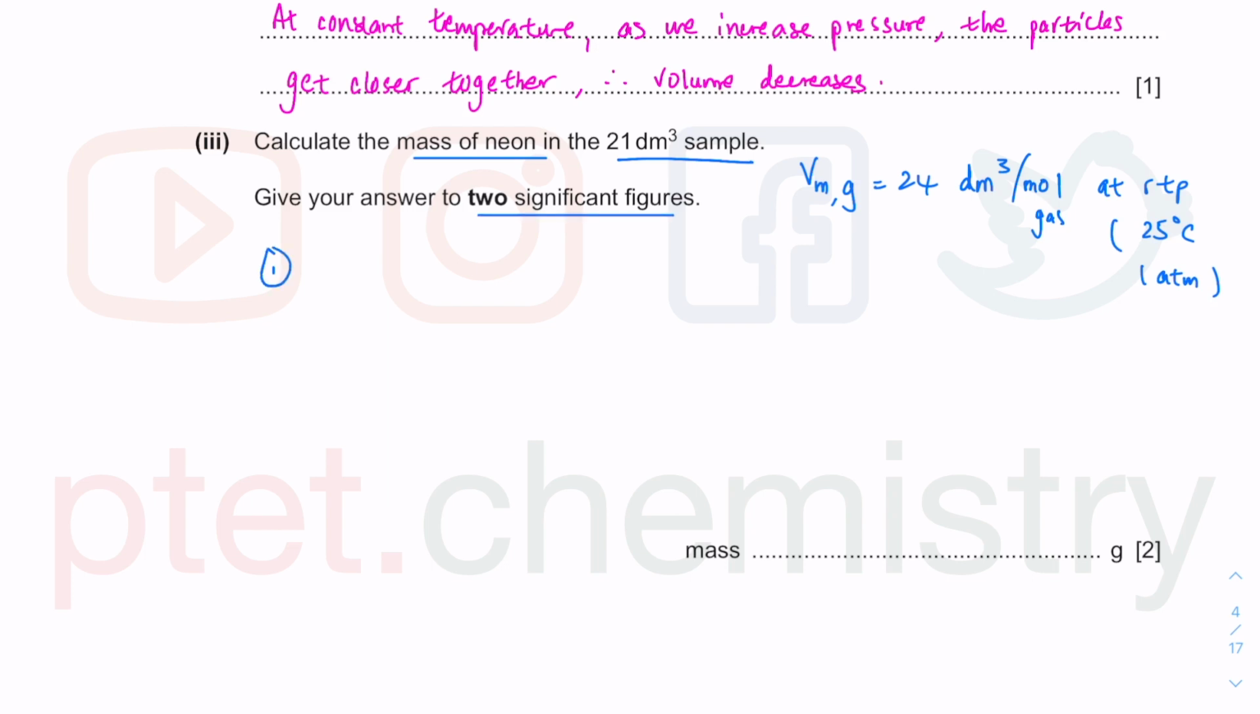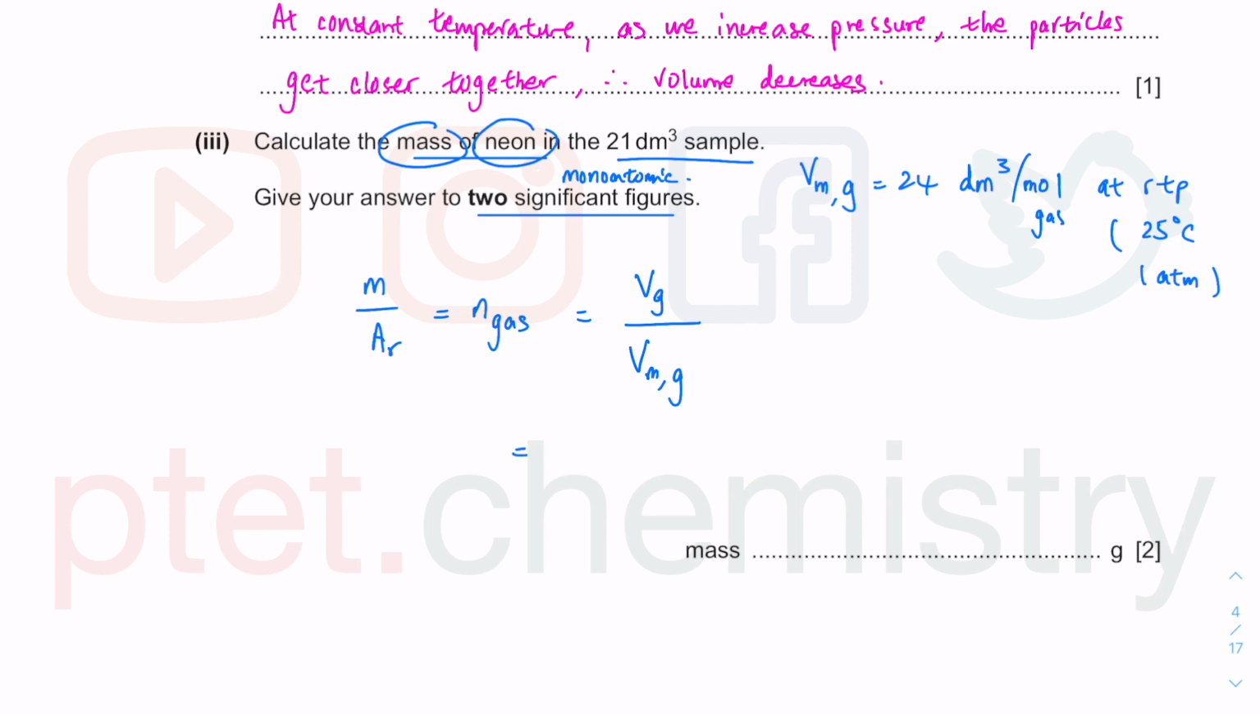So the first thing I will be thinking about is I need the mass, and neon is monoatomic, so it is not diatomic. I can imagine that because it's an element, the mass of the neon divided by the Ar is going to be the mole of the gas, and this is equal to the volume of the gas divided by the molar volume of the gas. I have the volume of the gas in dm cubed. I can divide by 24 dm cubed per mole at room temperature and pressure to give me the mole of the gas. I can relate it to the mass of the gas and the relative atomic mass, just like that.